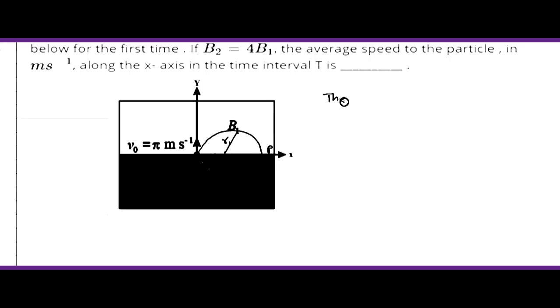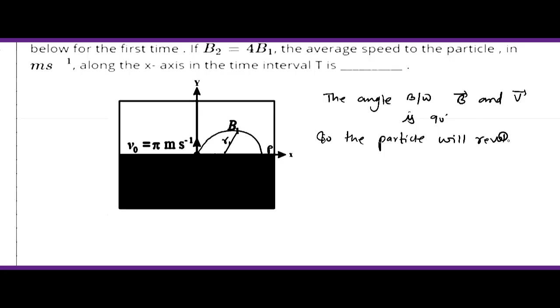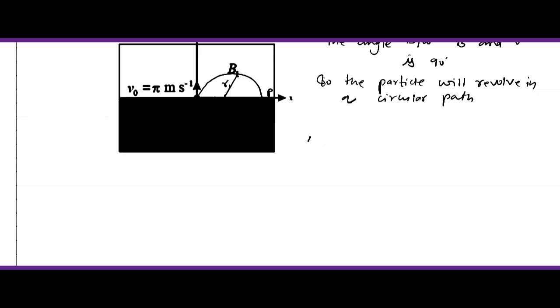Here the angle between magnetic field vector and velocity of charged particle v is 90 degree. So the particle will revolve in a circular path, and we know that average speed is given by total distance covered by total time taken.